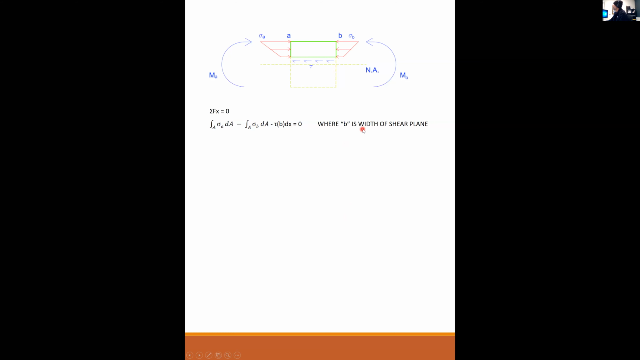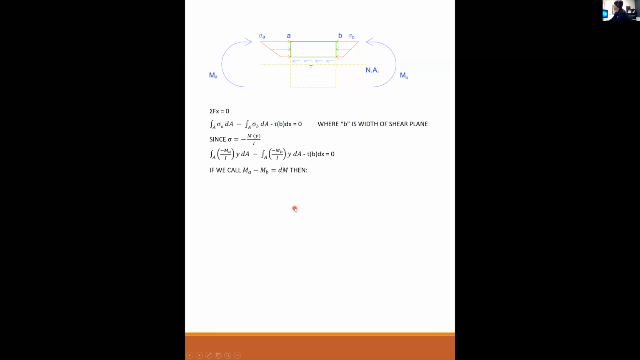So b is the width of the shear plane. In this illustration, b is in and out of the page. Okay, so since stress is equal to minus My over I, which we just learned, then I can substitute for my stress here and here: my moment at A, my moment at B, over I, times y, and y. Okay, and this is important because y is part of the variable of dA. So I have just made that substitution here and here. I still have my horizontal shearing stress here.